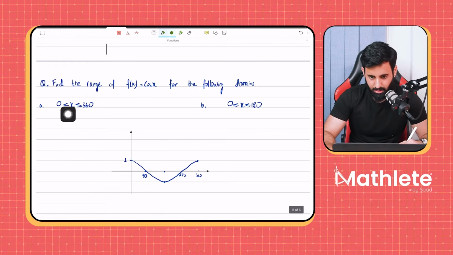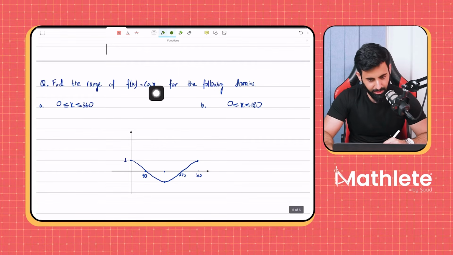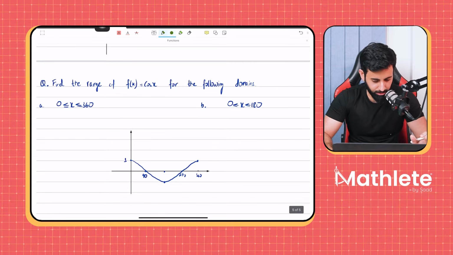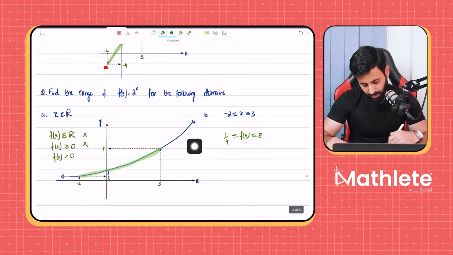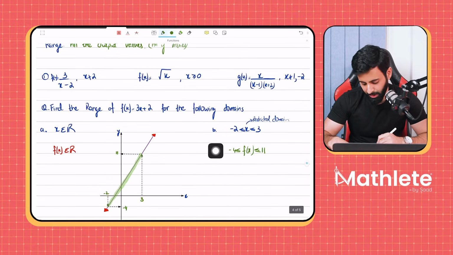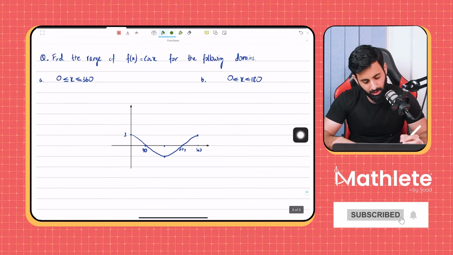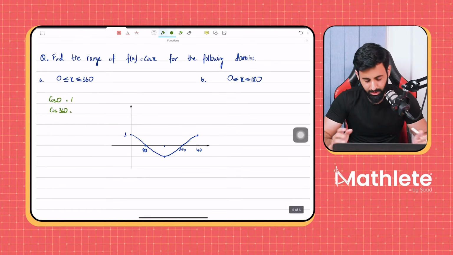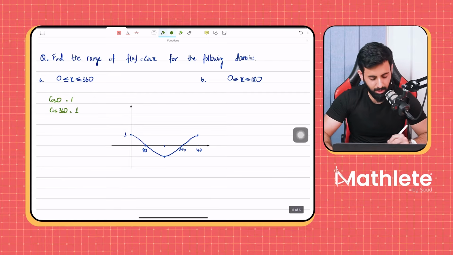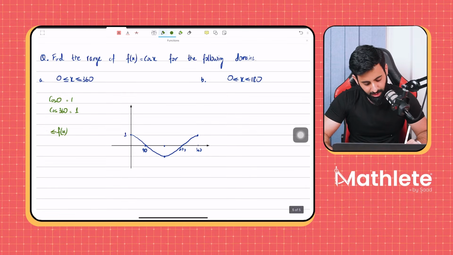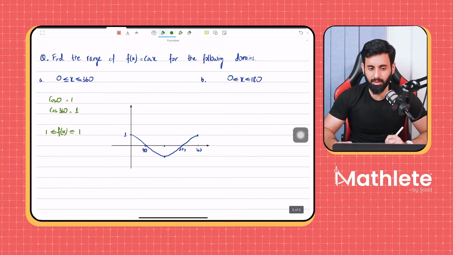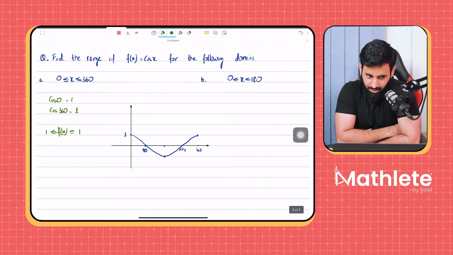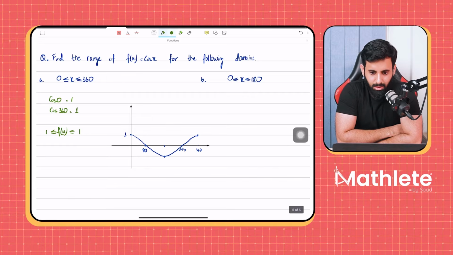Okay, here's what I'm going to do. In order to find out the range, let's plug in 0 and let's plug in 360 and write the answer in range form. Exactly like what we did over here. We plugged in minus 2, we plugged in 3, and we wrote the answer in range form. So let's find out cos 0, which is equal to 1. And let's find out cos 360. These are the endpoints of the domain, which is also equal to 1. And that means that the range is greater than or equal to 1, lesser than or equal to 1. Does that make sense? Yes or no?